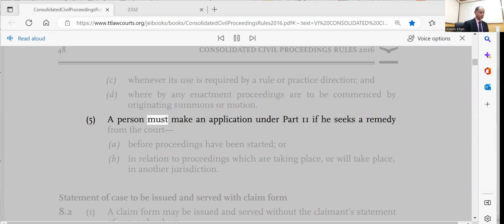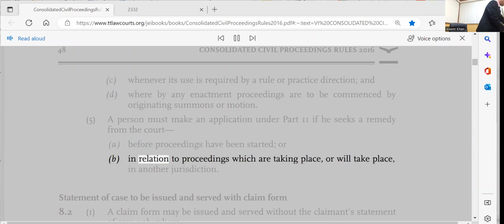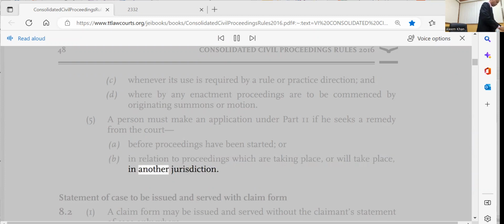5. A person must make an application under Part 11 if he seeks a remedy from the court A. before proceedings have been started, or B. in relation to proceedings which are taking place, or will take place, in another jurisdiction.